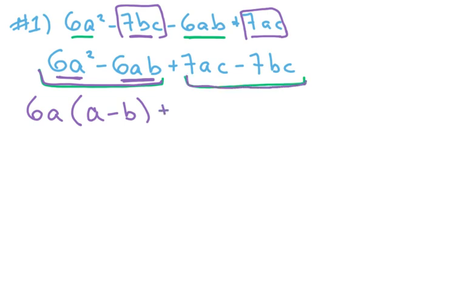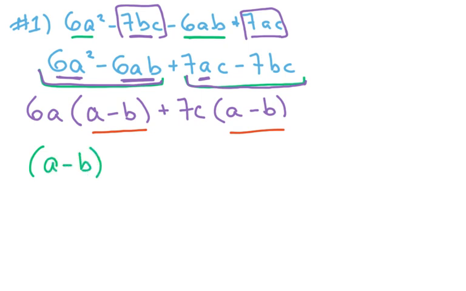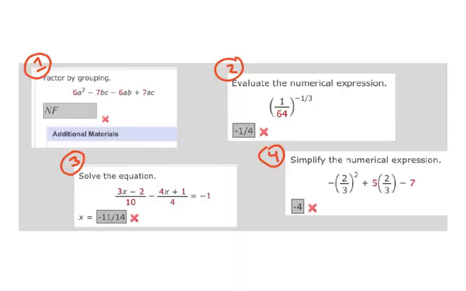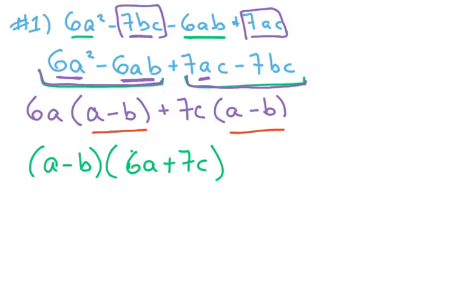When I divide this, I just have a b, so that gives me a minus b. For the second two terms over here, I can factor out 7c. That will leave me an A minus B. And that's what I want. I want these two things to be the same. So now I can factor that out. So I have A minus B times 6A plus 7C.